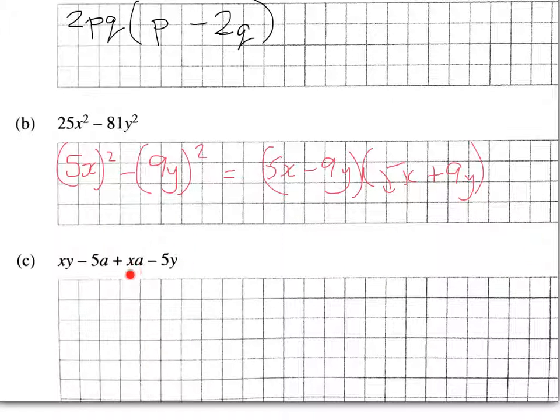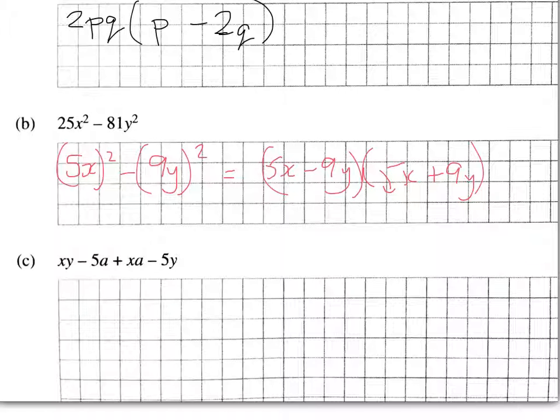Maybe I pair them up xy and xa, and separately minus 5a and minus 5y. That's not a bad one, since there you can see connections between those two terms, and you see connections between these two terms. So we'll go with that. Now, just before I carry on, I could have gone with factorise these two terms and separately these two terms, but I'm going to go with the first and third together and the second and fourth ones together.